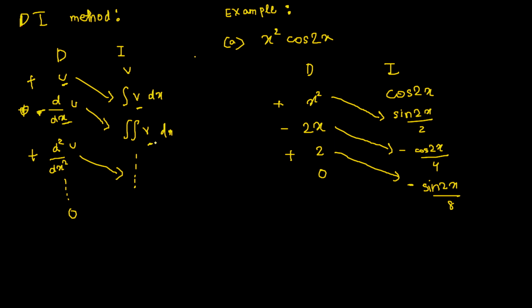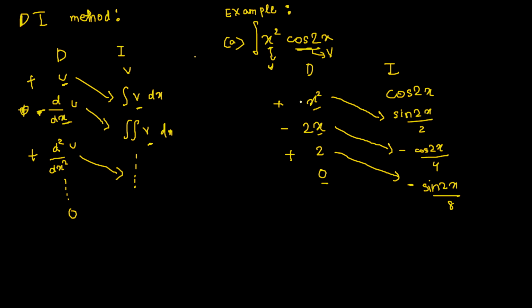all of these products. So for an example of this, let's say we have integration of x square cos x. So here x square is an algebraic term, so it's taken as u, while cos 2x being the trigonometric term is taken as v. So we write x square under the D column. Differentiation of x square gives me 2x. Differentiation of 2x gives me 2. And differentiation of 2 gives me 0 finally. So I do not have to proceed with this any further.